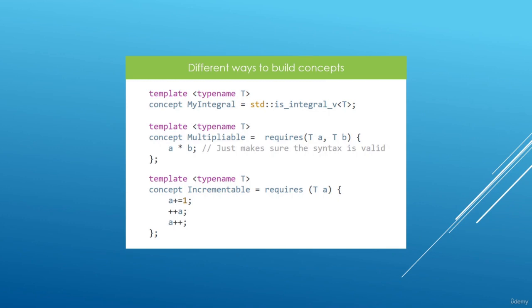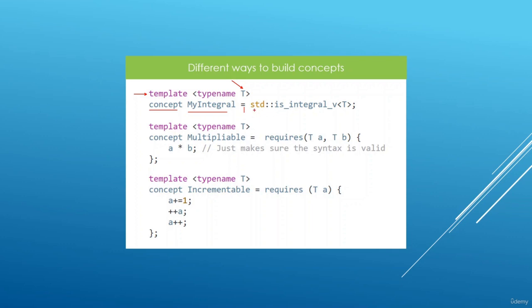And this is the syntax you can use to do that, and it is really simple. The way you do that, you say a template declaration specifying the template parameter you want to constrain, and then you say the keyword concept, you give your concept a name, you put the equal sign after that, and then you're going to specify the requirements for your concept.